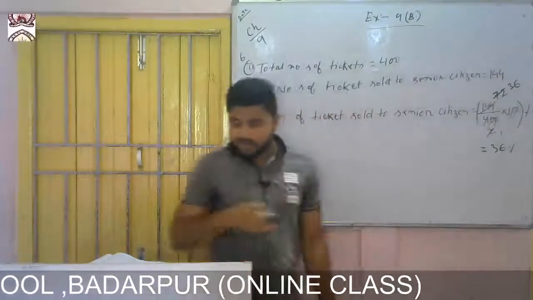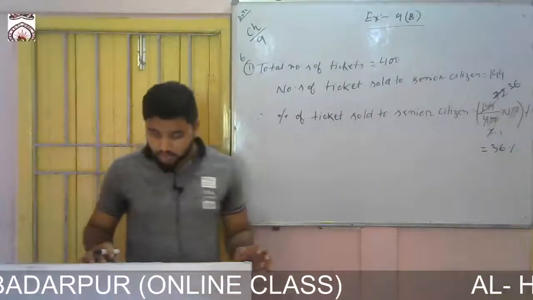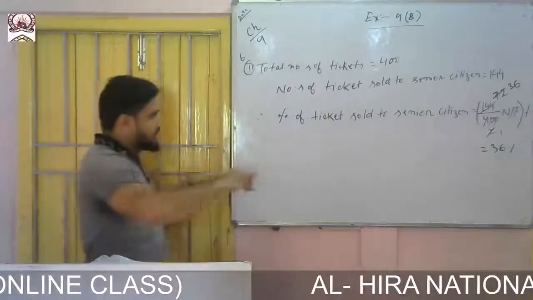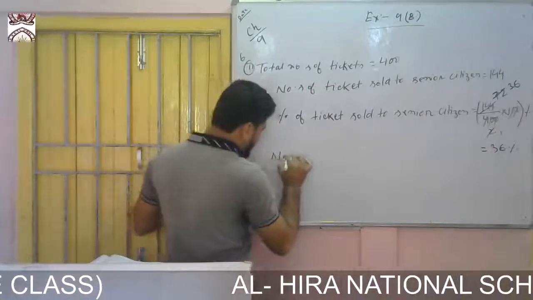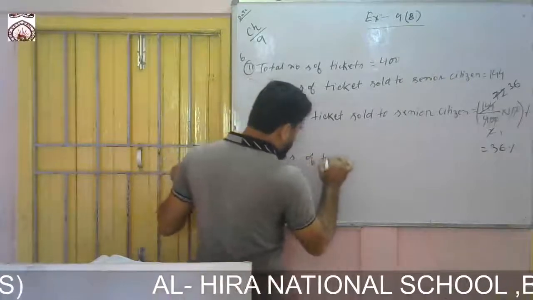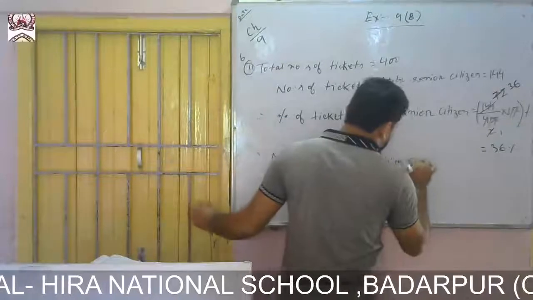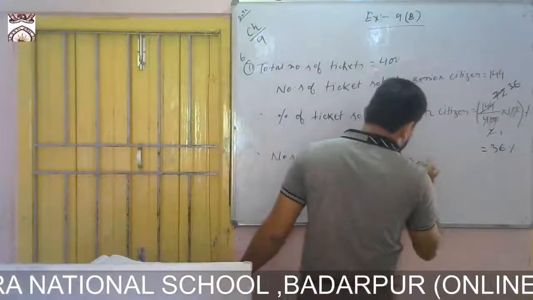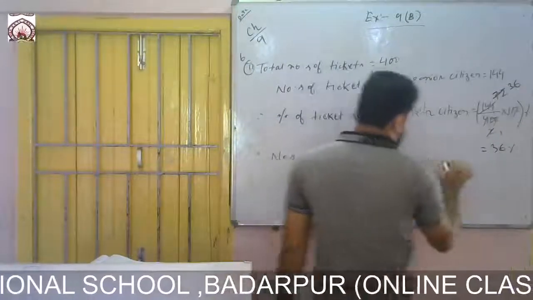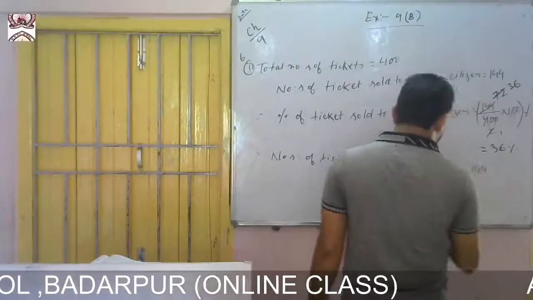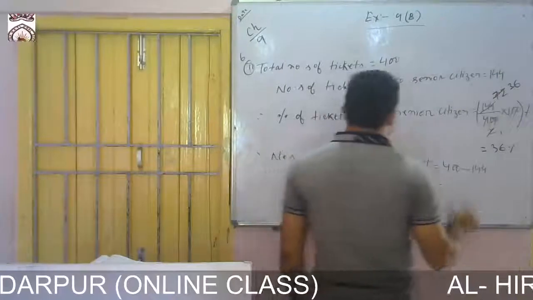36% were sold to senior citizens. Now what percent were sold to the rest? The number of tickets sold to the rest will be the total minus this: 400 minus 144.